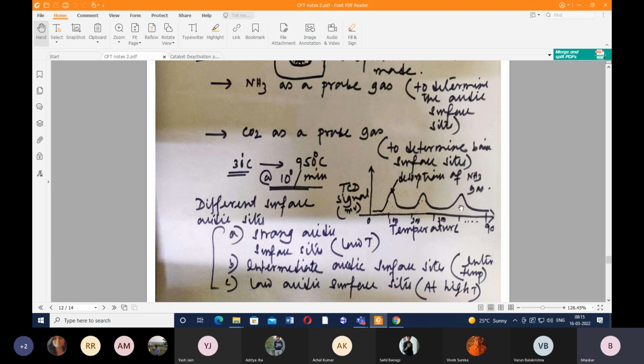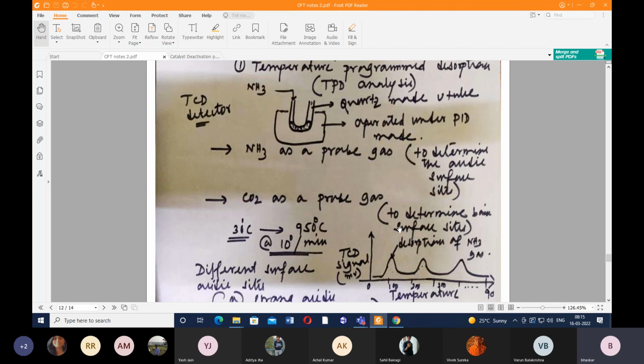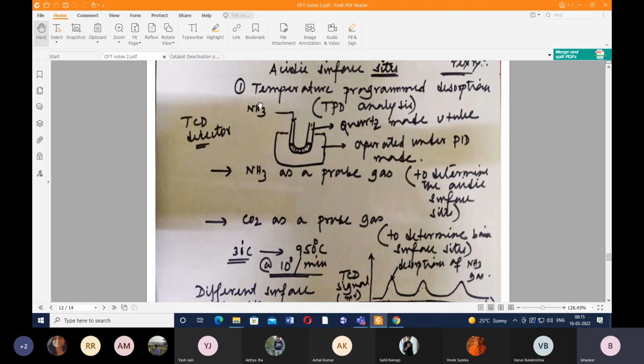Similarly, in some reactions, basic surface sites also play a major role. In such a case, all the reaction conditions and everything will remain the same as before. However, instead of ammonia, we will be using carbon dioxide as a TPD probe gas. Carbon dioxide is acidic in nature, and ammonia is basic, everybody knows it.